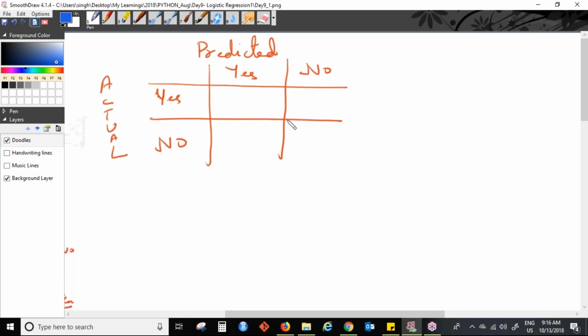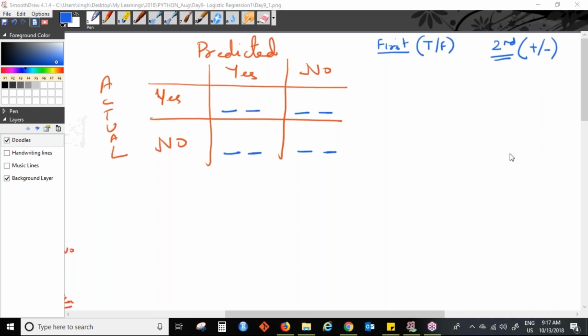So as I said before, each of these boxes will have some names. Each of the names has two words. I'll give you a cheat code which will help you to remember the words. One is the first word and one is the second word. The first word is always either true or false, and the second word is either positive or negative.